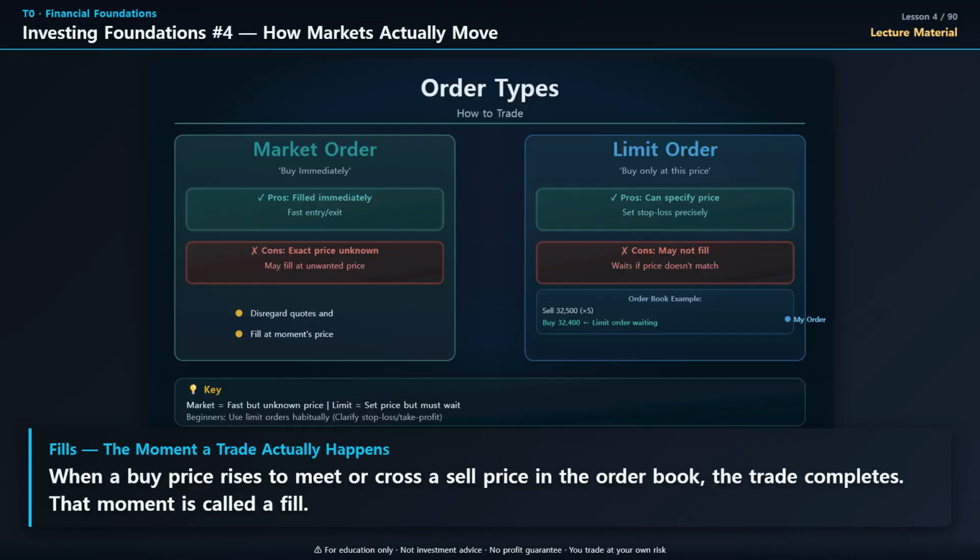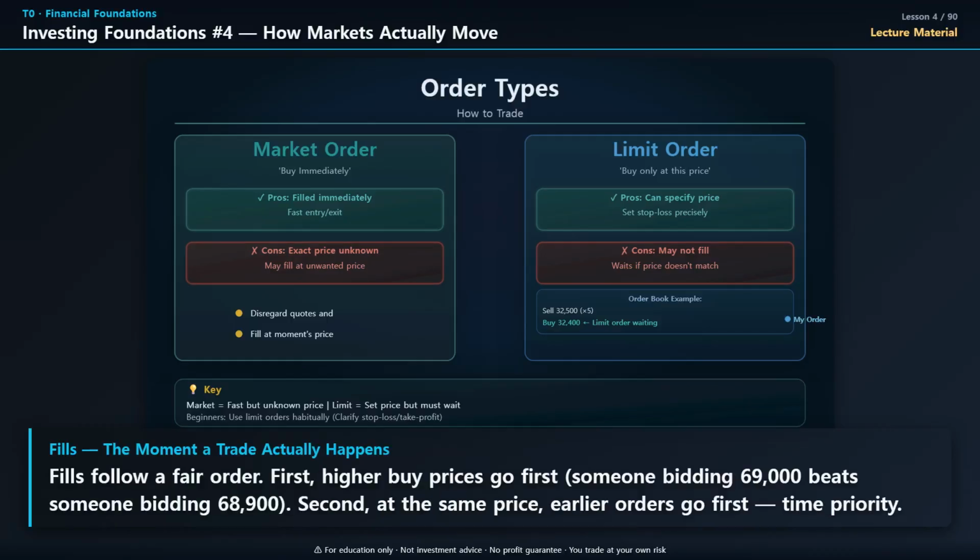When a buy price rises to meet or cross a sell price in the order book, the trade completes. That moment is called a fill. Fills follow a fair order. First, higher buy prices go first. Someone bidding 69,000 beats someone bidding 68,900. Second, at the same price, earlier orders go first, time priority.